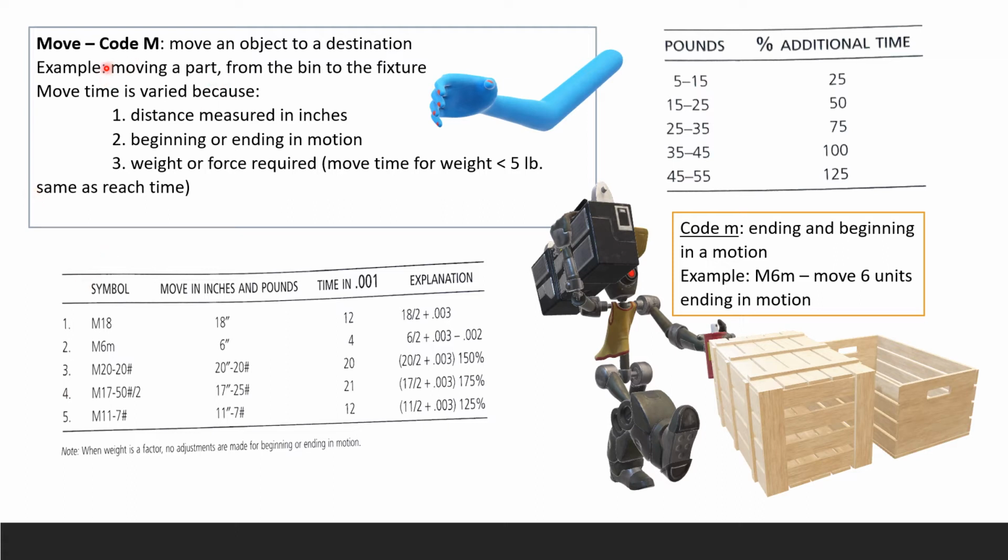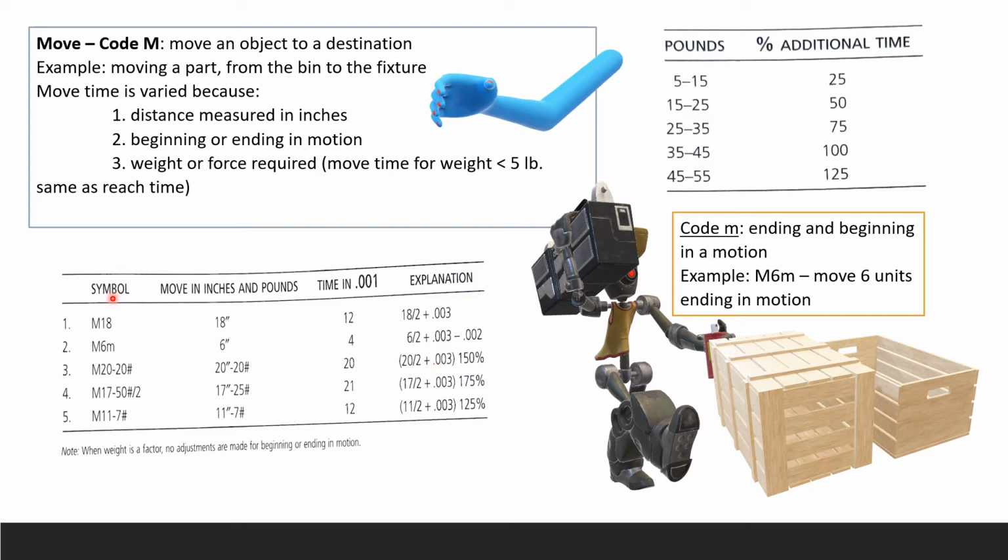So now we have a move code, capital letter M, we call it big M. So that's move an object to a destination. So for example, moving a part from the bin to the fixture, okay? Move time is varied because of the distance measured in inches, beginning or ending in motion. And then weight or force is required because you're moving something. So move time for weight less than 5 pounds is definitely the same as reach time, okay?